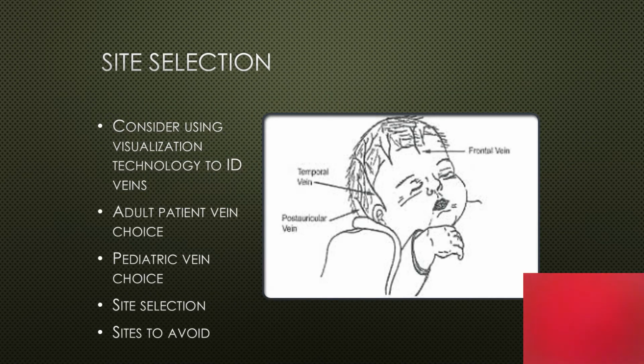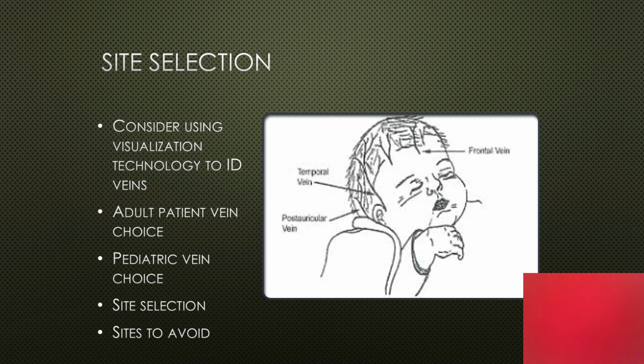So when you are considering which site to use, consider the visualization technology to help identify the veins. There are a lot of visualization tools available, such as a light that can be placed beneath a hand or a foot or an arm to help you identify those veins. You can also use ultrasound.